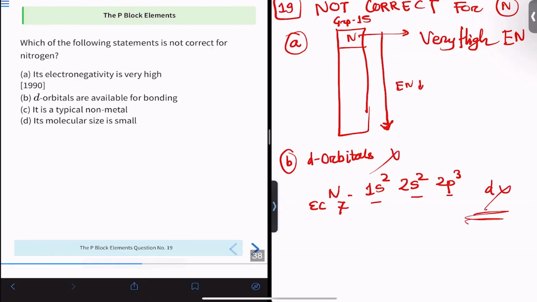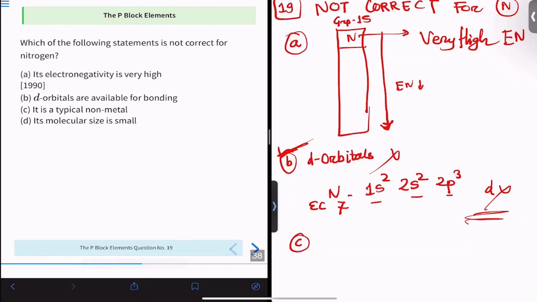So this option is not correct. D orbitals are not available for nitrogen. The question was which one of the following is not correct, so my answer will be option B. But what did I tell you? Even if you find the answer in option A or B, please go through options C and D. There might be some more appropriate answer.